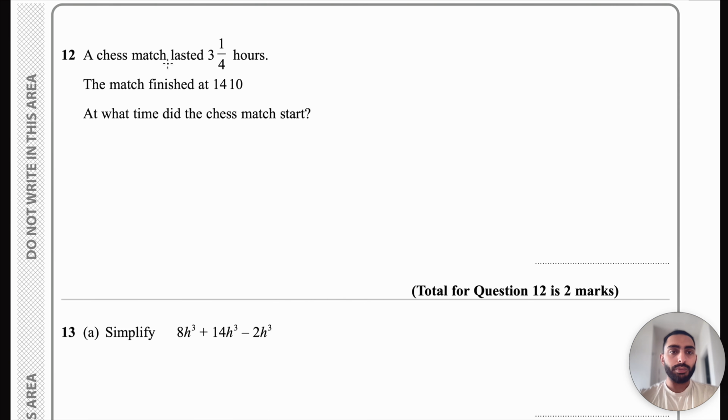Question 12. A chess match lasted 3¼ hours. The match finished at 14:10. Now, what time did the chess match start? For this question, we're taking away 3¼ hours from 14:10. So what is 1/4 of 1 hour? I know 1 hour is 60 minutes, so I'm just trying to find 1/4 of 60 minutes. All I need to do here is divide by 4 times by 1. Half of 60 is 30, half of 30 is 15.